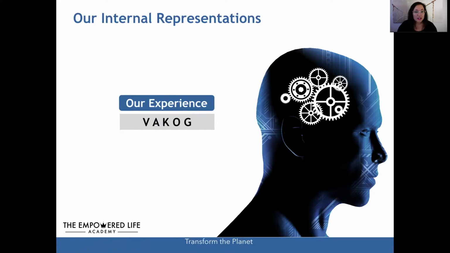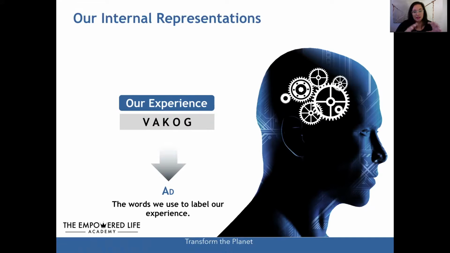Now, the internal representation is made up of 6 things. We call it in NLP the VAKOG, which means your visual, auditory, kinesthetic, olfactory, and gustatory. Really simply put, that means the pictures, the sounds, the feelings, the tastes, and the smells that are in your mind. So it's an entire sensory experience of what it's like to use your product or your service. They're holding this in their mind. And the 6th one is, we call it auditory digital, which simply means the words that you use. That's the self-talk. That's the part of you that's talking to yourself.